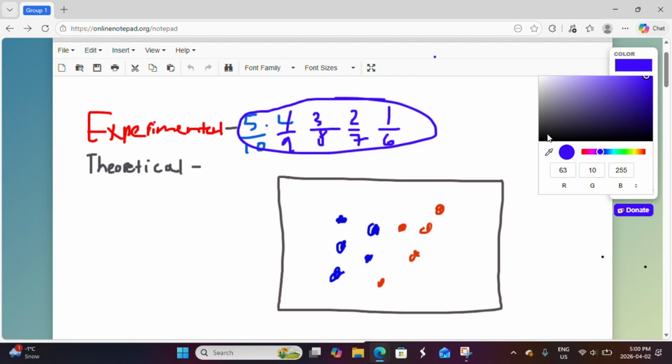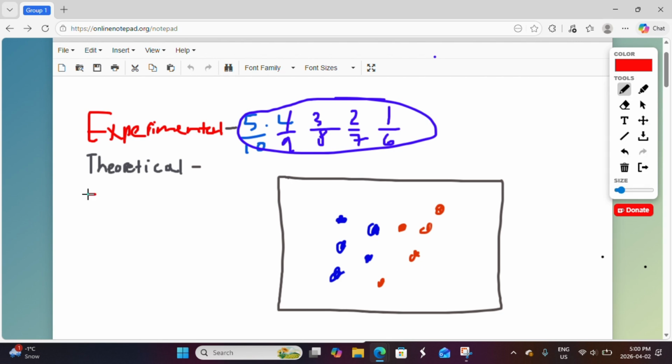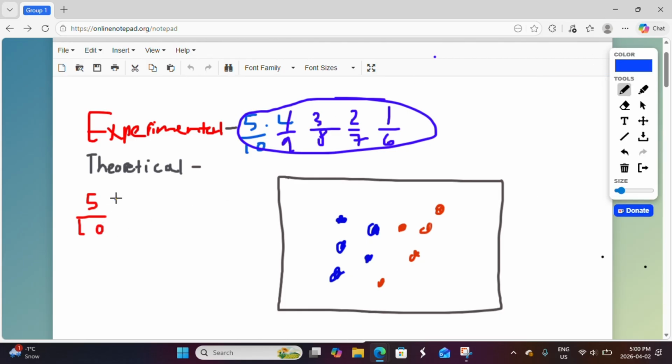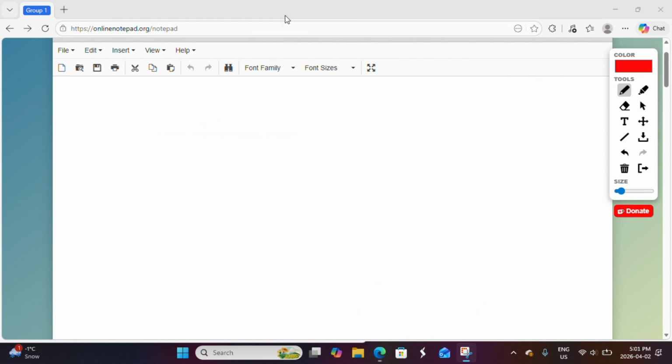But what theoretically should be happening is, let's say you get a red one on the first try. You should get a blue one on the next try. And then after that, another red one. Theoretically, right, because it's 50-50, there's 5 of each. Should be a 50% chance of getting either or, but it's not the case. That is theoretical versus experimental probability.